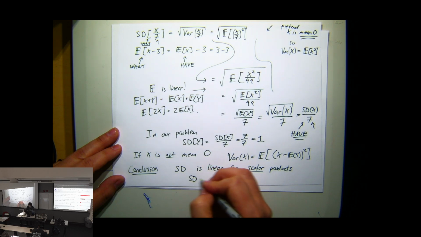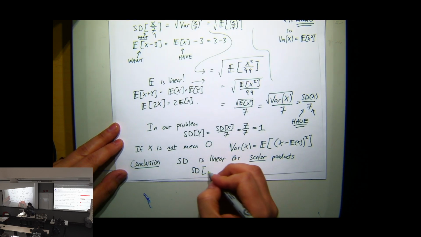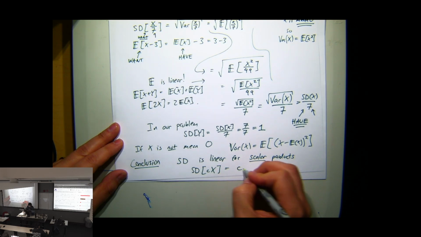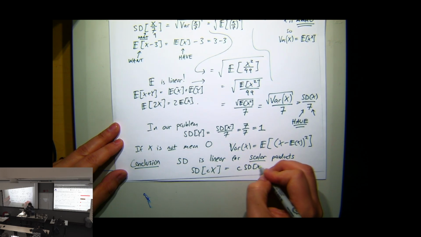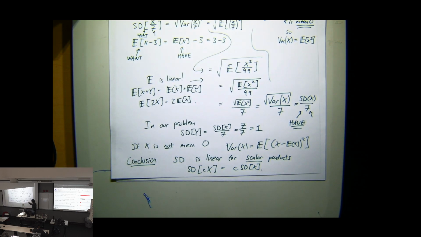So the standard deviation of c times x equals c times the standard deviation of x. So it doesn't work with sums, like you can't do this thing, but it does work with this.